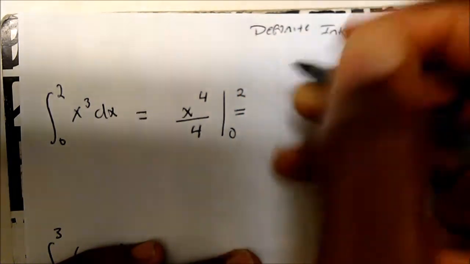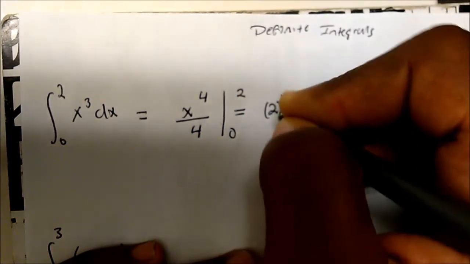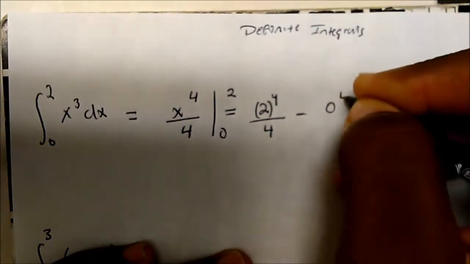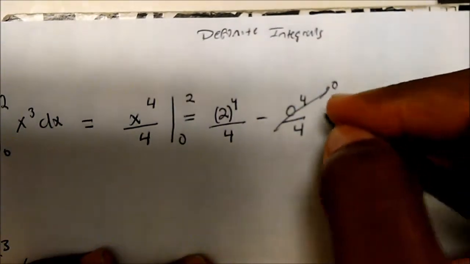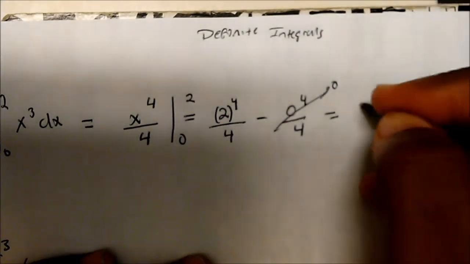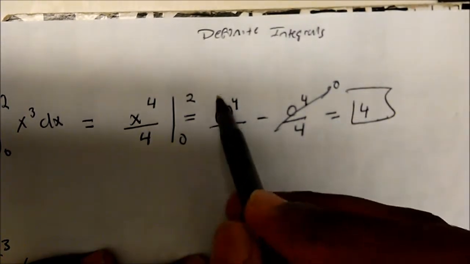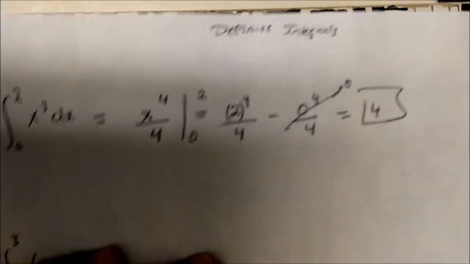So I'm going to plug in 2 for x. So this will be 2 to the fourth power divided by 4 minus 0 to the fourth power divided by 4. This goes to 0, right? So your answer is just going to be 4, because 2 to the fourth power is 16, and 16 divided by 4 is just 4. This cancels out to be 0, so your answer is just 4.